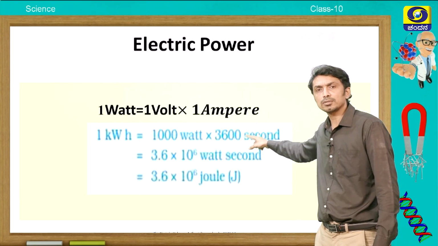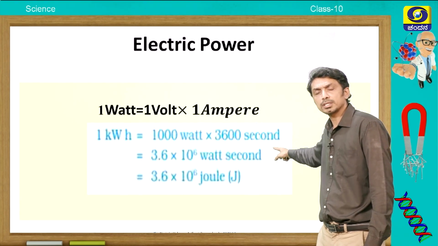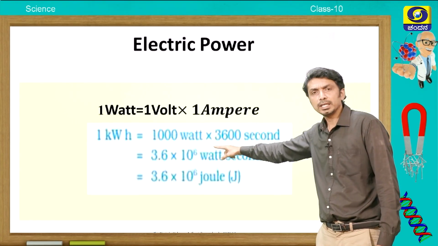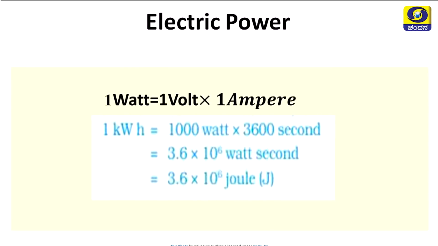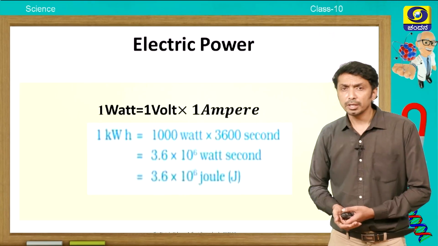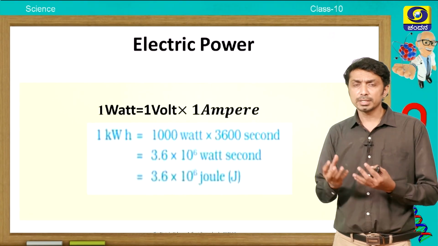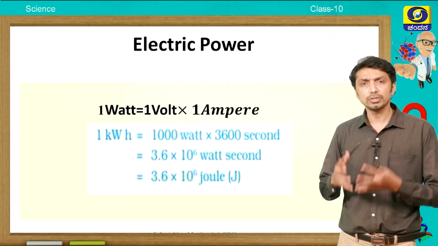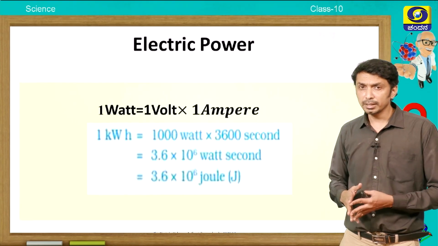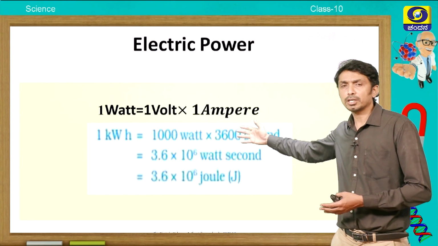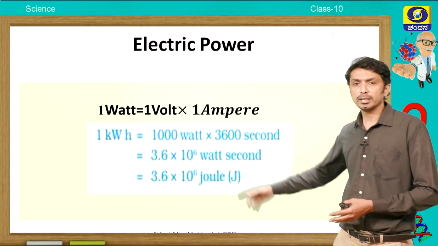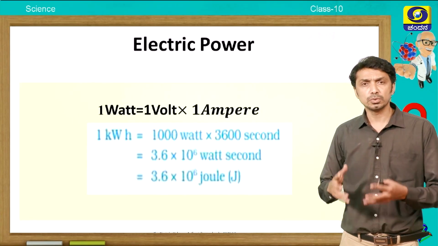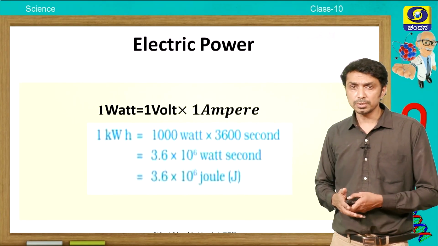1 hour means 3600 seconds, 60 seconds for 60 minutes. So we get the value 3.6 into 10 to the power of 6 joules. This is the value of 1 kilowatt hour. This is what we call the unit for domestic electrical use. In electrical billing, this kWh or kilowatt hour is what we call a unit. 1 unit means 3.6 into 10 to the power of 6 joules of electrical energy is used.